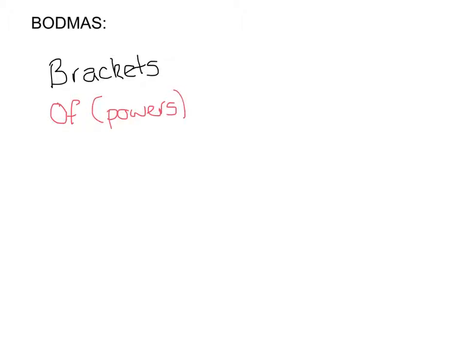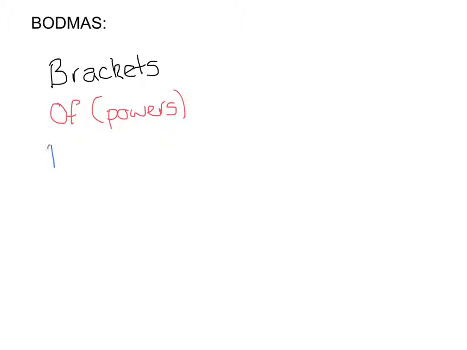We've got B, which means brackets. O, which means powers of. So of, I'll put in brackets, powers, which just means indices, which are the little numbers, for example, squared, cubed, etc.